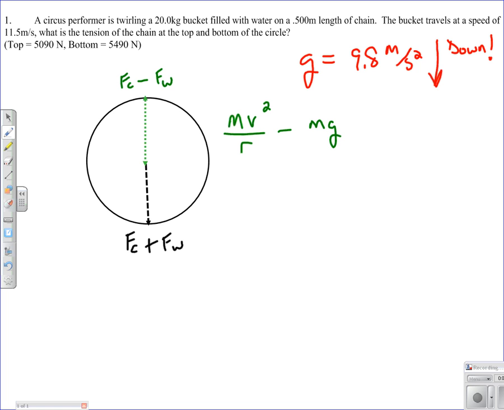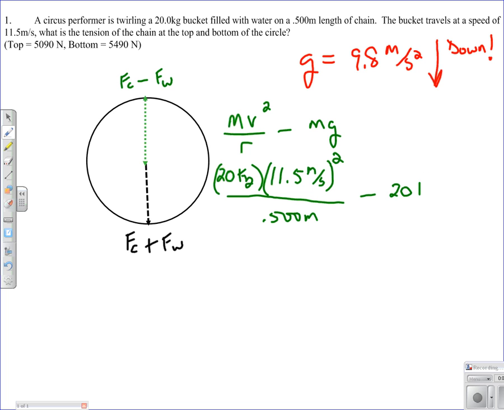Now we can put some values into this, in which we have a 20 kilogram bucket. We have a velocity of 11.5. We square that, according to the equation. And this all goes over 0.500 meters for a radius, minus 20 kilograms times 9.8. Then we press a few buttons on our calculator, and what you will find is you get 5,090 with sig figs.